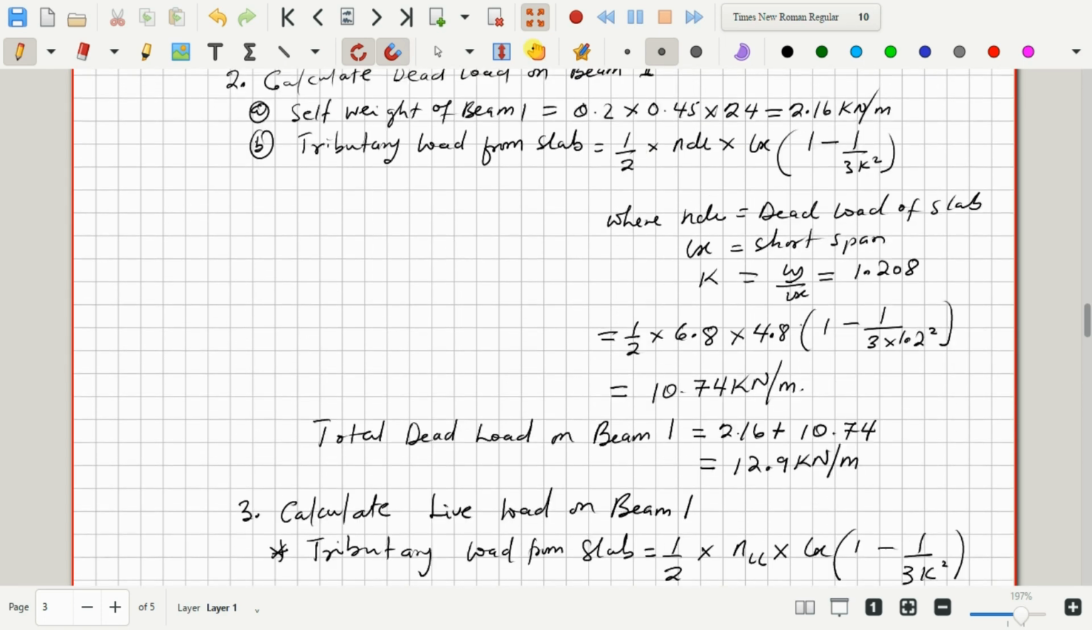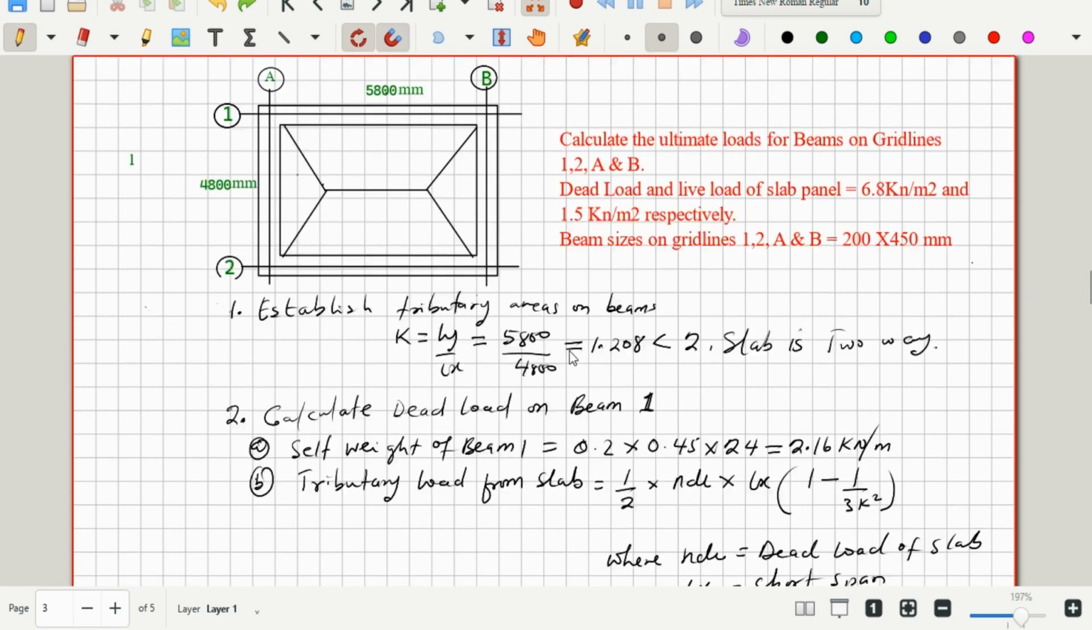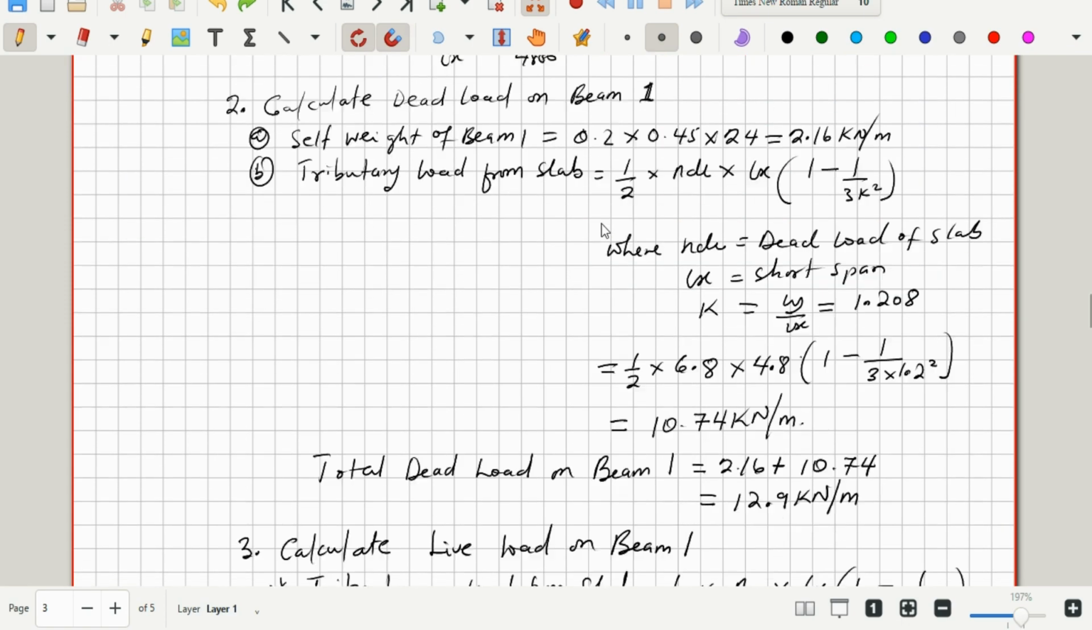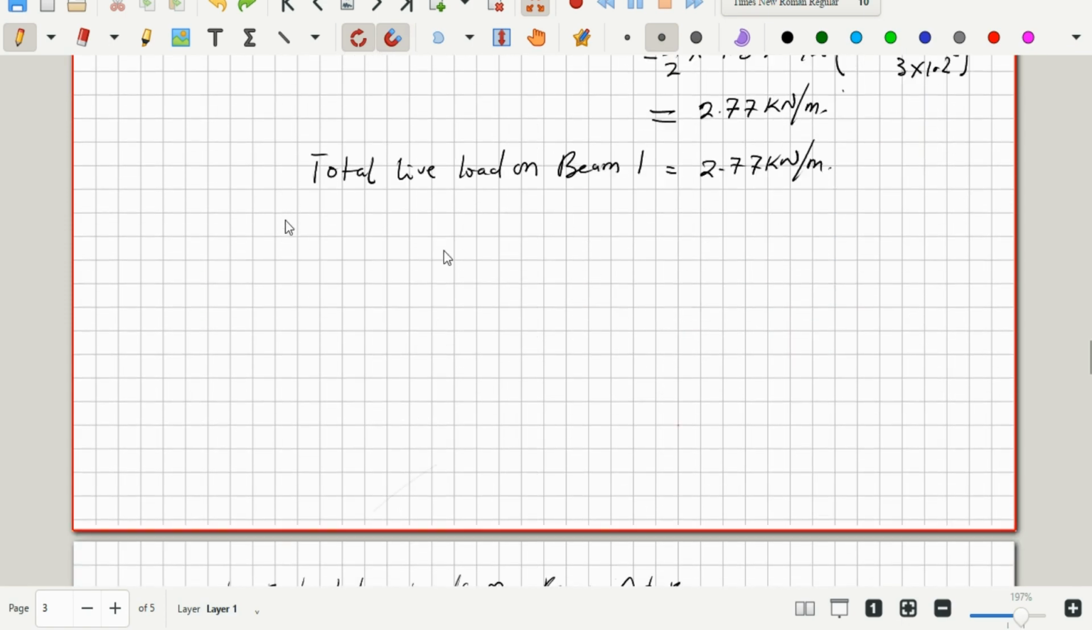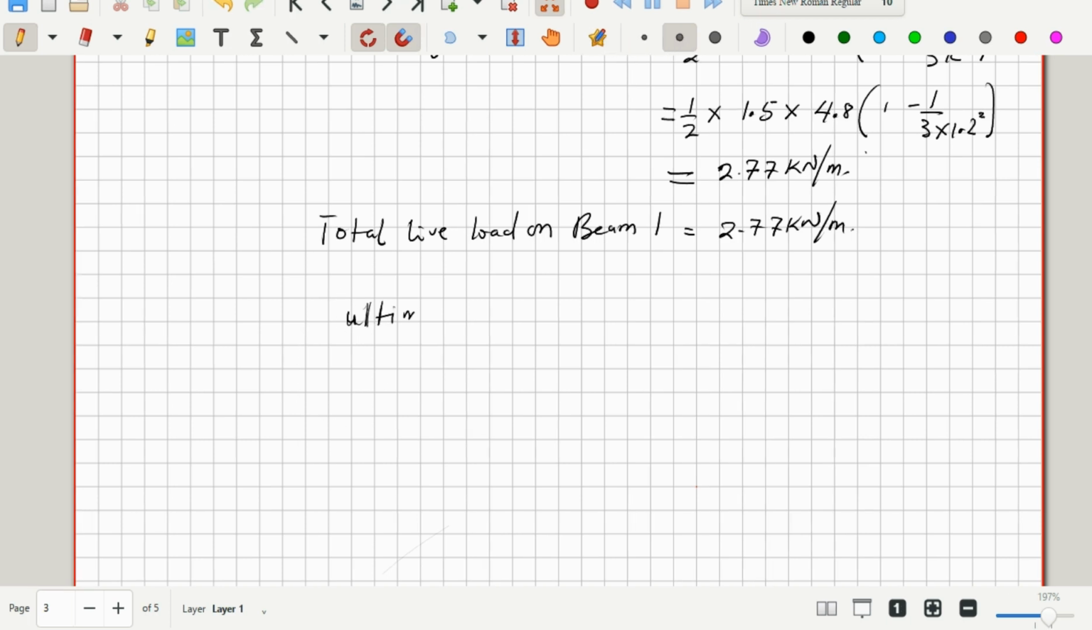Now from the question, we are supposed to calculate the ultimate loads on the beams, right? So in order to do that, we'd have to multiply the total dead load and live load by their respective partial factors of safety. Right. So our ultimate load will be 1.4, that's the partial factor of safety for dead load, multiplied by the dead load plus 1.6, which is the partial factor of safety for live load, multiplied by the live load.